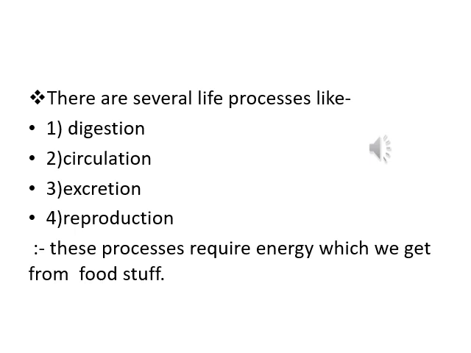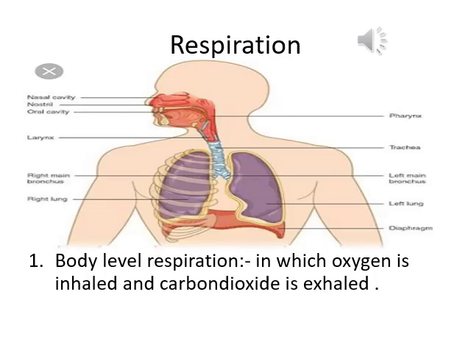Plants can prepare their own food by the process of photosynthesis. In photosynthesis, plants use carbon dioxide and water to produce carbohydrates and release oxygen. This year we are going to study the process of respiration in detail. The process of respiration occurs at two levels.